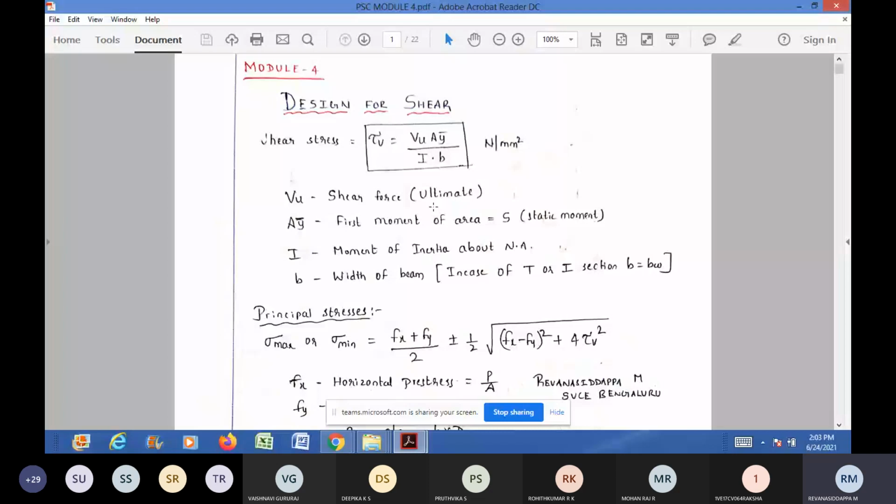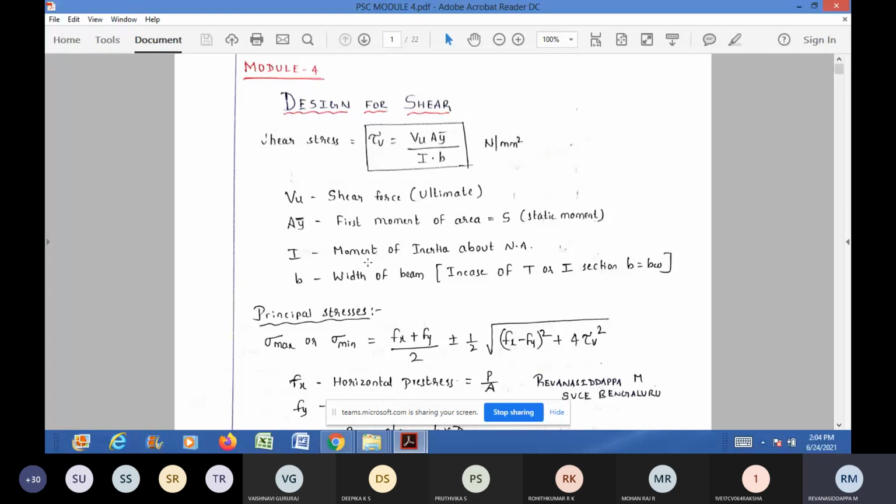Okay, design for shear. Here in this module, in case of problems, a beam of specified dimension will be given: the length of the beam, the cross section of the beam, all the geometric properties of the beam will be given, and the loading of the beam, the live load, will also be given. Using all those data, you need to find what is the ultimate shear stress which will be induced into the section. Okay, that you need to perform in case of solving the problems.